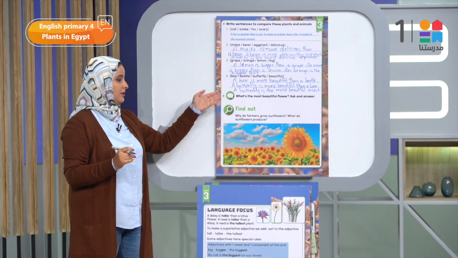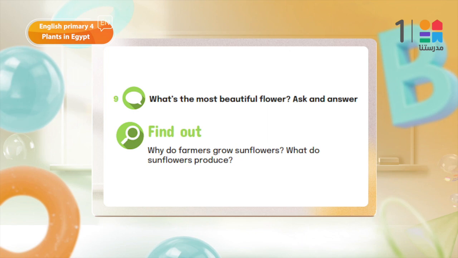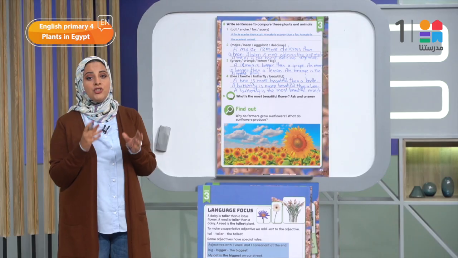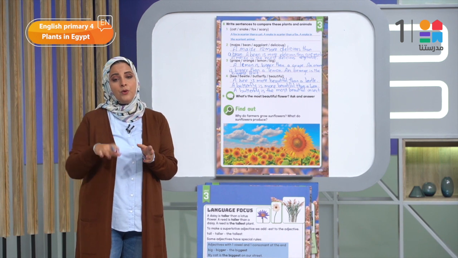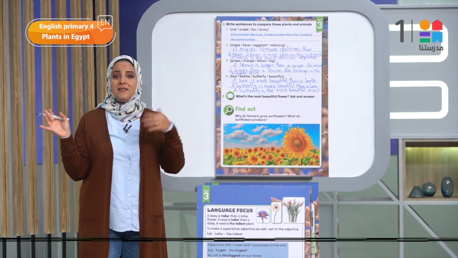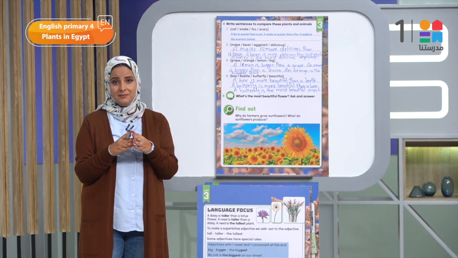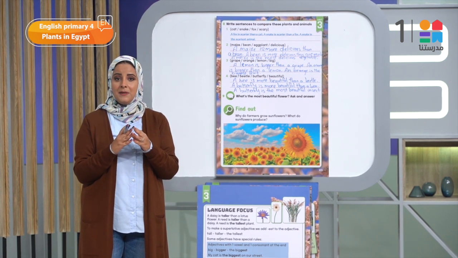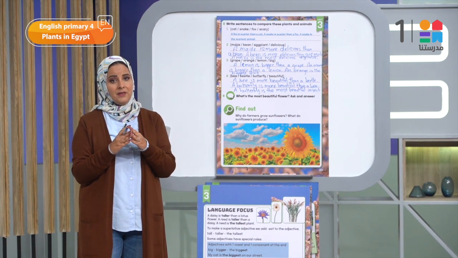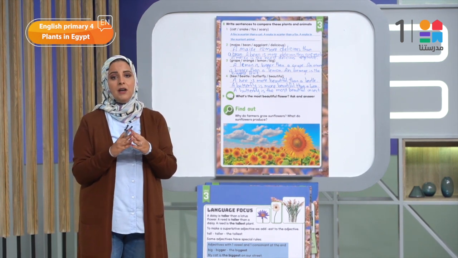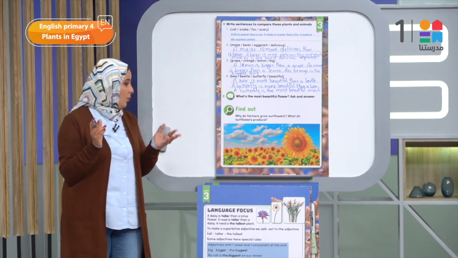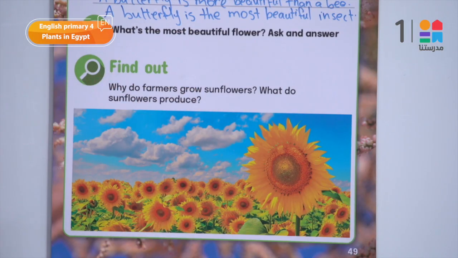Now let's take a look at number 9. What's the most beautiful flower? Ask and answer. I want you to think, what's the most beautiful flower? I will be waiting for your answers. Do you know that the sunflowers move from facing the east to facing the west during the day? Now, please read the following question and think of any possible answer. Why do farmers grow sunflowers?